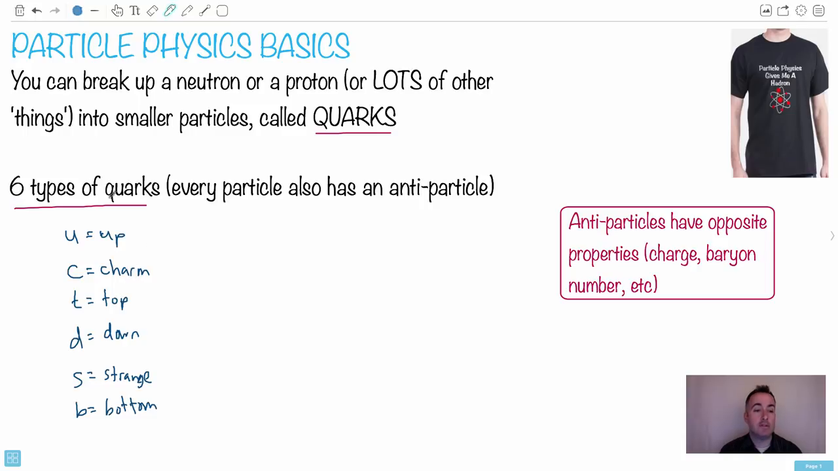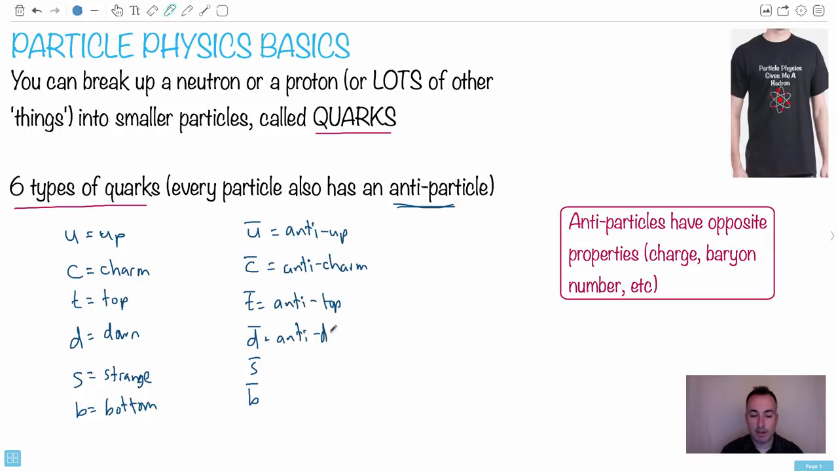However, each of the quarks has its antiparticle. Antiparticles have opposite properties, for example charge, baryon number, lepton number, and strangeness. So for example, we'll write them down again: U, C, T, D, S, B, except for each of them we put a line on the top. That tells us it's the antiparticle. So if you have an up, you have something called the anti-up. And if you have a charm, this is called the anti-charm. I hope you get the idea here. This is anti-top, anti-bottom, and so on.